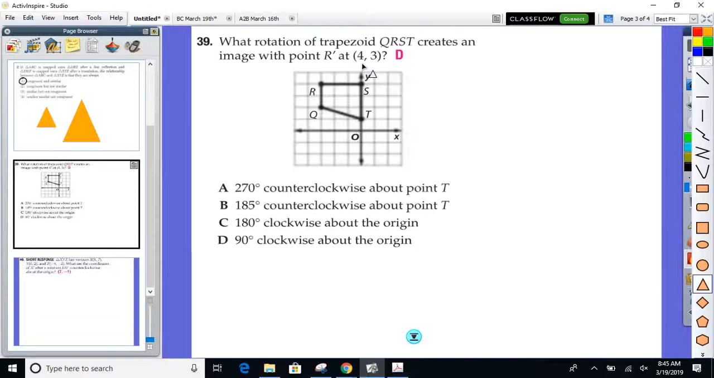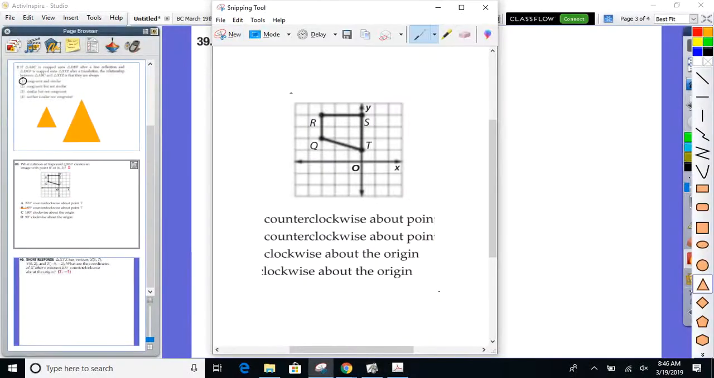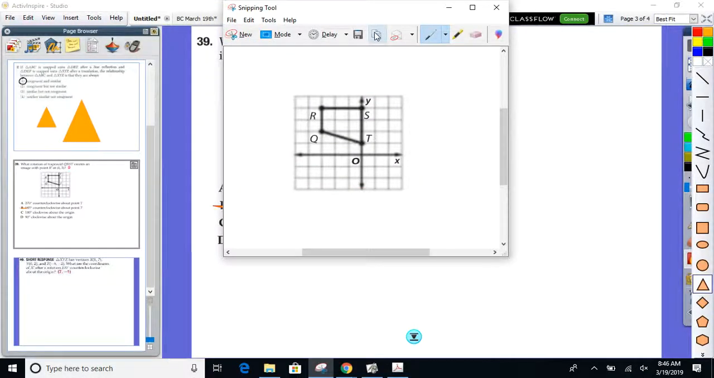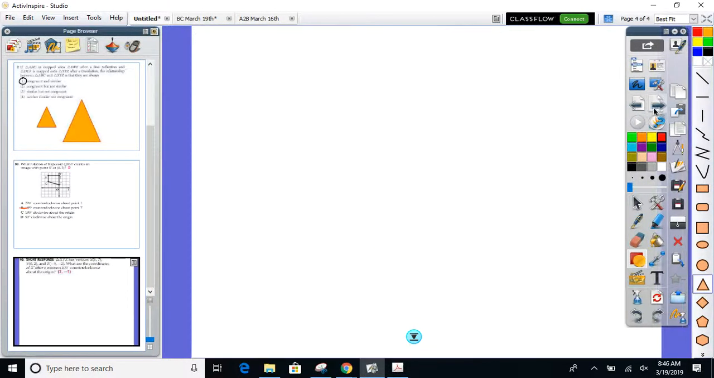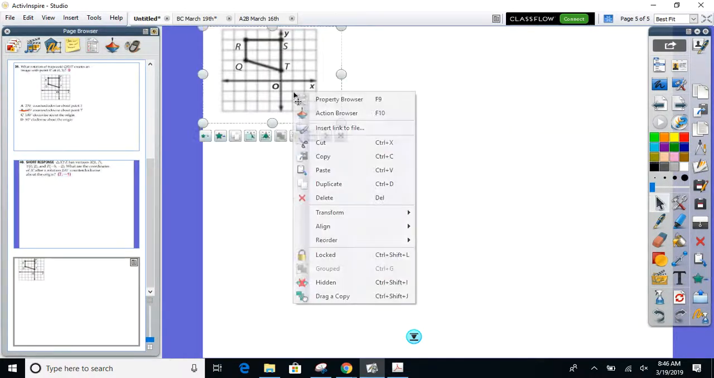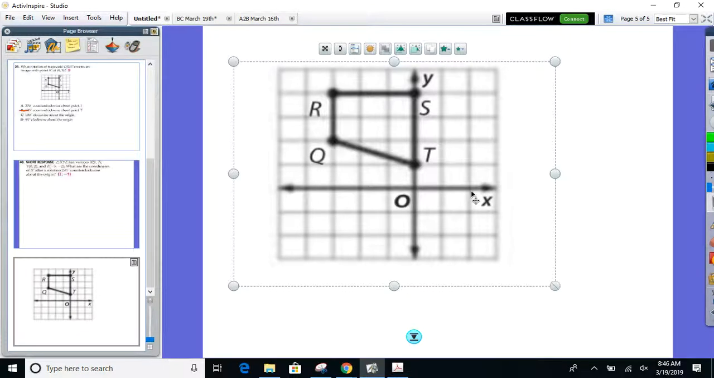We good? So I'm either going to turn this 270 degrees. I'm either going to turn it, probably not 185. I'm going to turn it 180, or I'm going to turn it 90, and I'm going to end up with R being at 4, 3. Okay, ready? So I'm actually going to physically rotate this now. Okay, here we go. I'm going to rotate this bad boy.